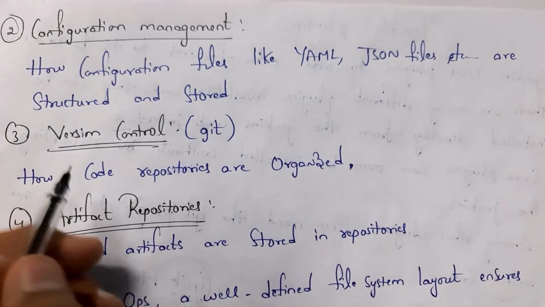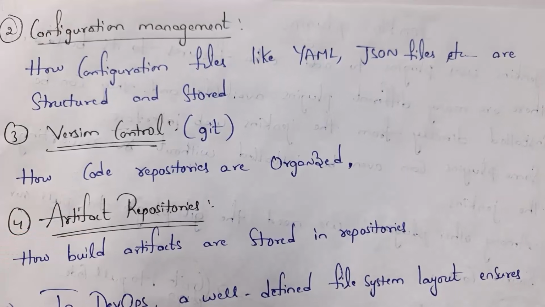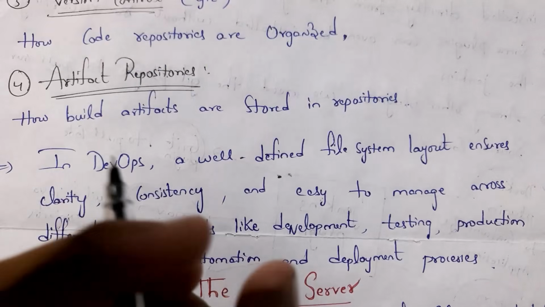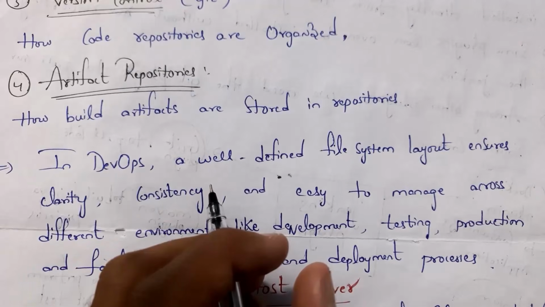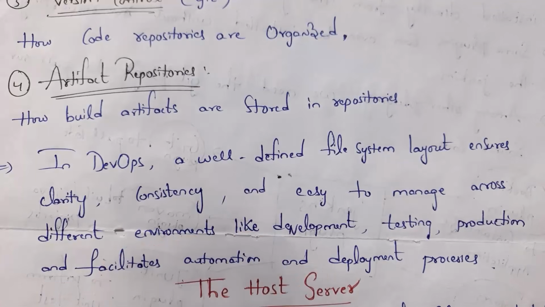And third one is version control. Version control is nothing but Git. In Git, we need to store our code files in an organized format. And fourth one is artifact repositories. Guys, whenever you develop any software, we need to build and test that software. After building and testing are successful, an artifact will be generated. So we need to store these files in an organized format in repositories. Guys, if you follow proper file system layout, then it is very easy to develop, test and deploy your software.